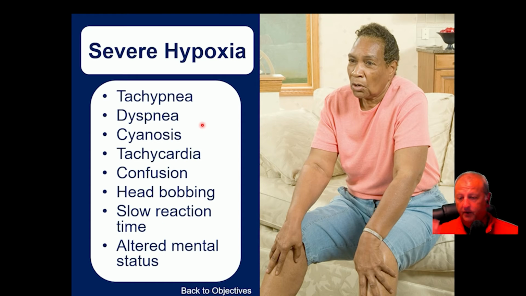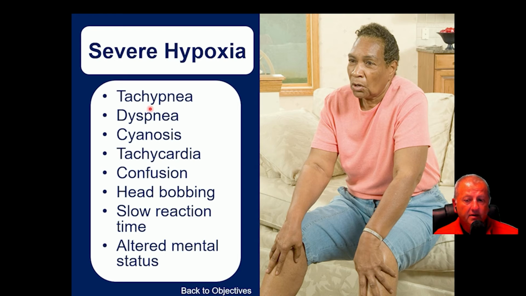Okay, severe hypoxia. This is somebody that's close to respiratory failure. Let's look at this person. You see how she's sitting? This is called a tripod position. She's got her hands at her knees, and she's probably pushing on them to help her internal intercostals contract. And here's a new one, to help those external intercostals move air out of her lungs.